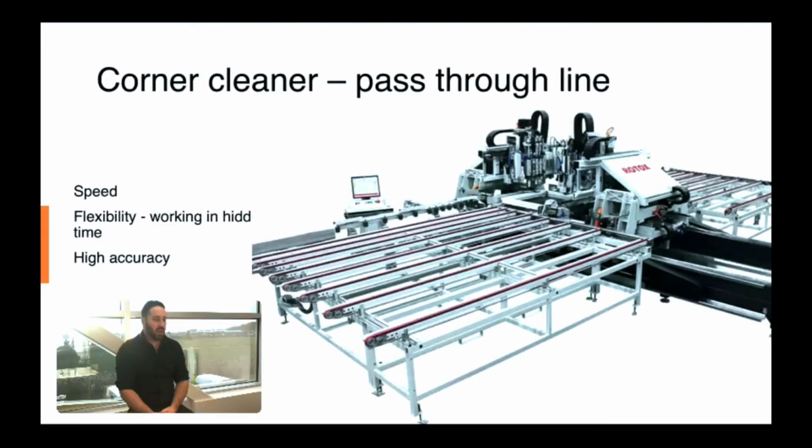Then if you're looking at a pass-through line, you're going to be looking at pass-through corner cleaners. The biggest advantage of a pass-through corner cleaner obviously is going to be speed. You're working at the same speed rate as high-speed welders, so you're going to be looking at somewhere around a minute cycle for all 4 corners. And you're going to be able to integrate a lot of manufacturing at the same time.